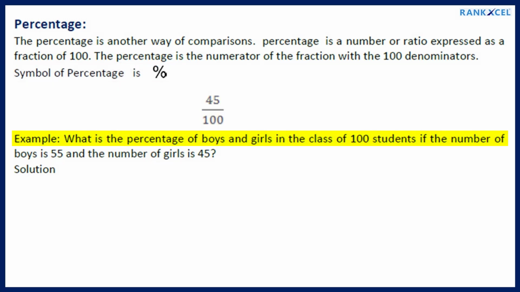Example: what is the percentage of boys and girls in a class of 100 students if the number of boys is 55 and the number of girls is 45? Solution.